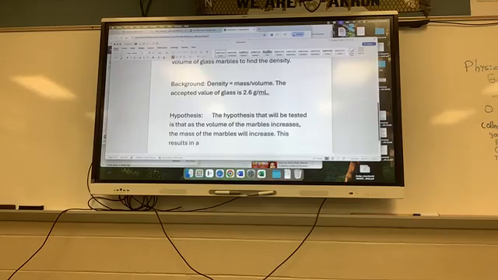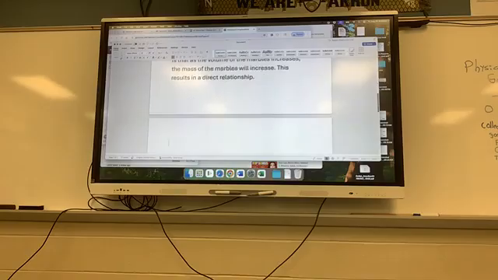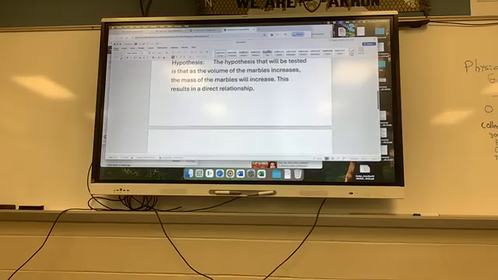Same positive. Yes, direct relationship. This results in a direct relationship. That's why your line's going to look like this when you graph it. Okay, that's a great hypothesis, which we wrote after the lab, which a lot of times we kind of do. It's just that chemistry labs are not great labs for hypotheses. Are we good? Am I moving too fast?